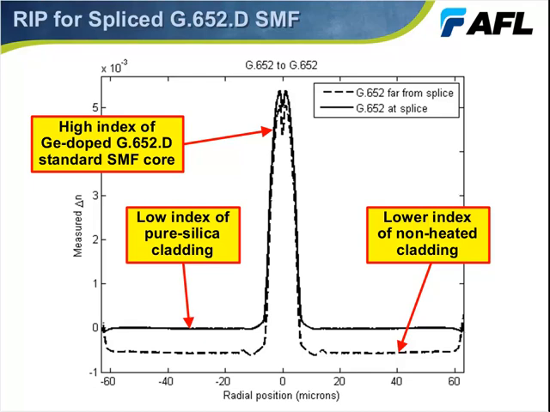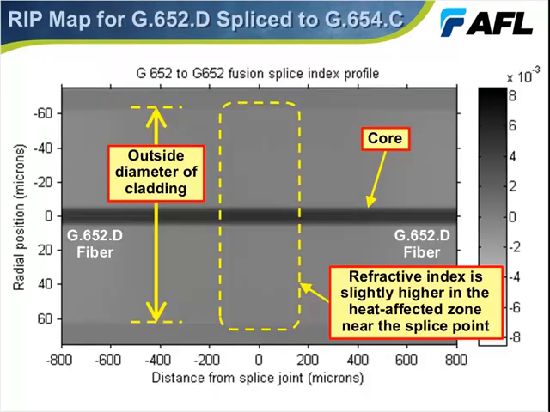Moving on to the next slide, you can see a left to right grayscale representation of the refractive index, and the human eye can't really detect it, but in the center of the splice point where the yellow dotted line is, the refractive index is a little bit higher than it is to the left and the right, and the reason is that's the area of the fiber that has been heated and relaxed, and therefore the refractive index changed.